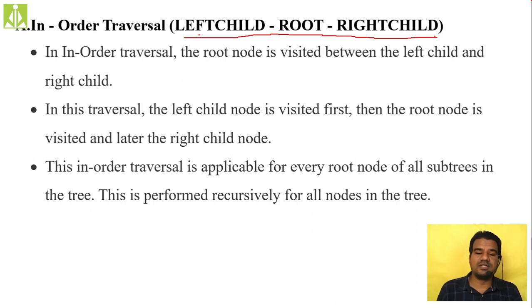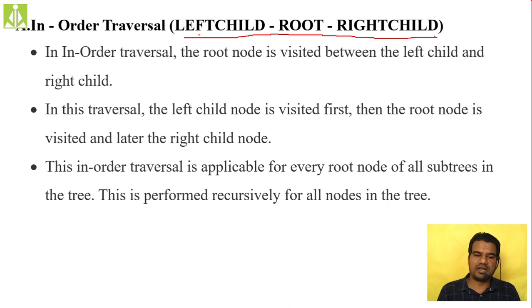So in in-order traversal, the root node is visited between the left child and the right child. In this traversal, the left child node is visited first. The order, as you see, is left child, root, and right child, and in that same order we have to visit all the nodes. First visit the left child, then visit the root node, then finally visit the right child.